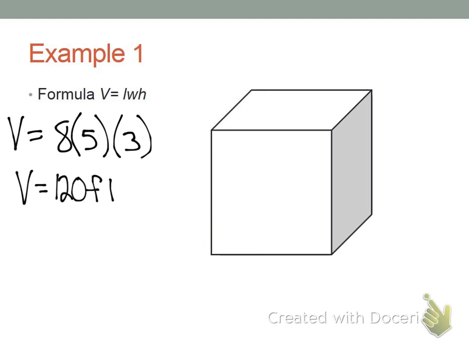So I do 8 times 5 times 3 to get 120 feet cubed, or cubic feet. So that's how much sand my truck can hold. Now I need 300 cubic feet. I need 300 total. How many trips am I going to have to take? So write it down. Don't say the answer out loud. How many do you think?